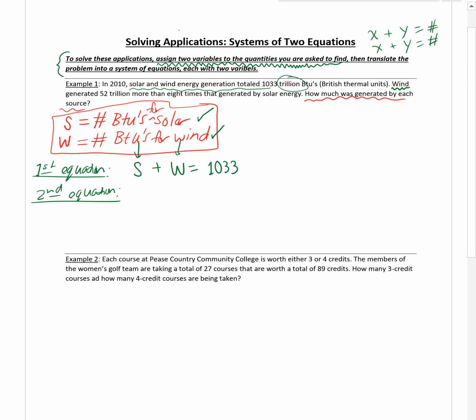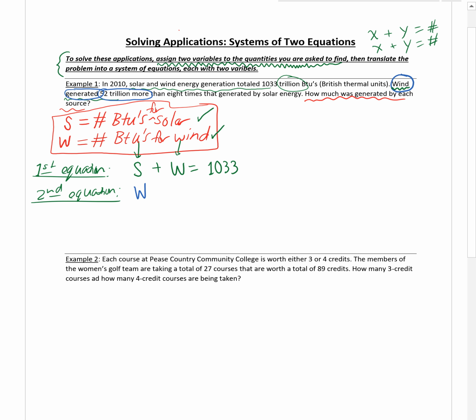Okay, they said, wind generated 52 trillion more than 8 times that generated by solar. Holy moly. I think this is one of those where you want to read a couple words, write something down, read a couple more words, write something down. So in the very beginning they say wind generated... So what did we call the amount that wind generated? We called it W.